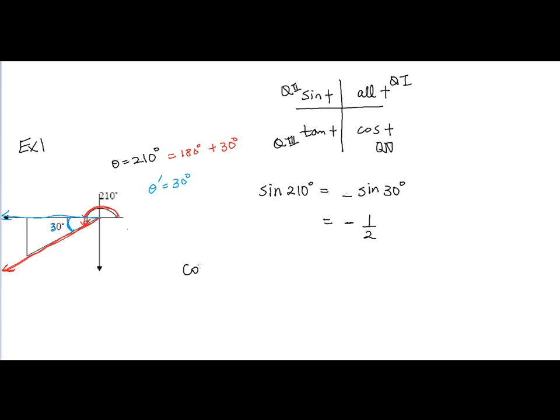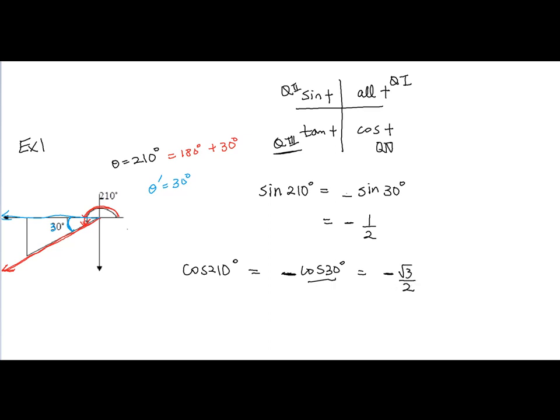Now cosine 210 is plus or minus cosine of the reference angle 30 degrees. Cosine is negative in quadrant 3 because tangent is positive, which implies cosine is negative. So I drop the plus sign. Cosine 210 is the same as negative cosine 30 degrees. Now cosine 30 is square root of 3 over 2, and the value is negative.